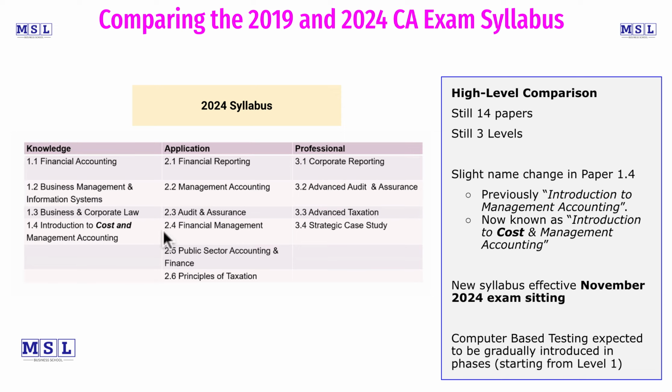Paper 1.4 used to be called Introduction to Management Accounting in the 2019 syllabus. In the 2024 syllabus, the new syllabus, we now have Introduction to Cost and Management Accounting. So the word cost has been added just to show the emphasis that it's really a costing paper and an introduction to management accounting, which is a separate level 2 paper. Apart from that change of name, we still have the same names for all the papers, the same number of papers, 14, and 3 levels.